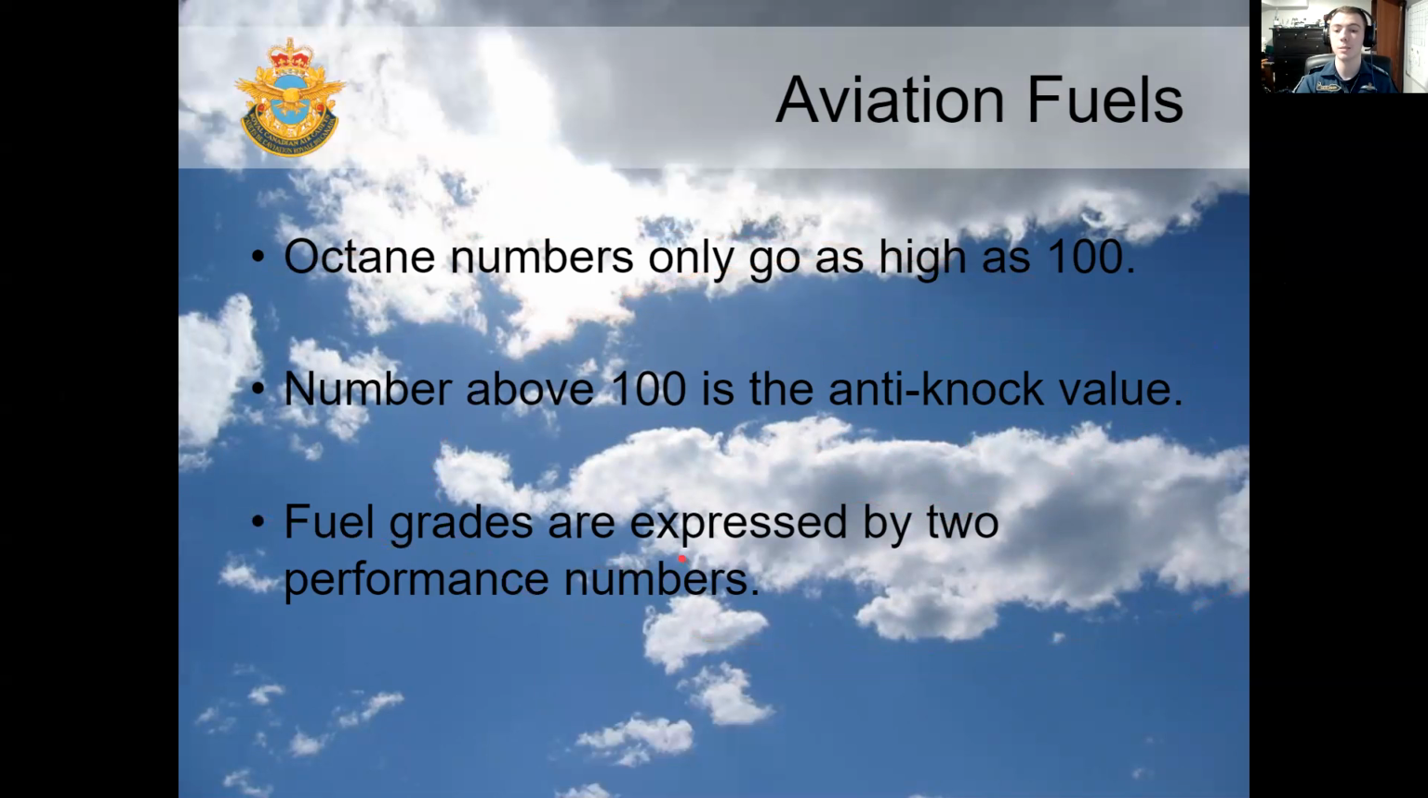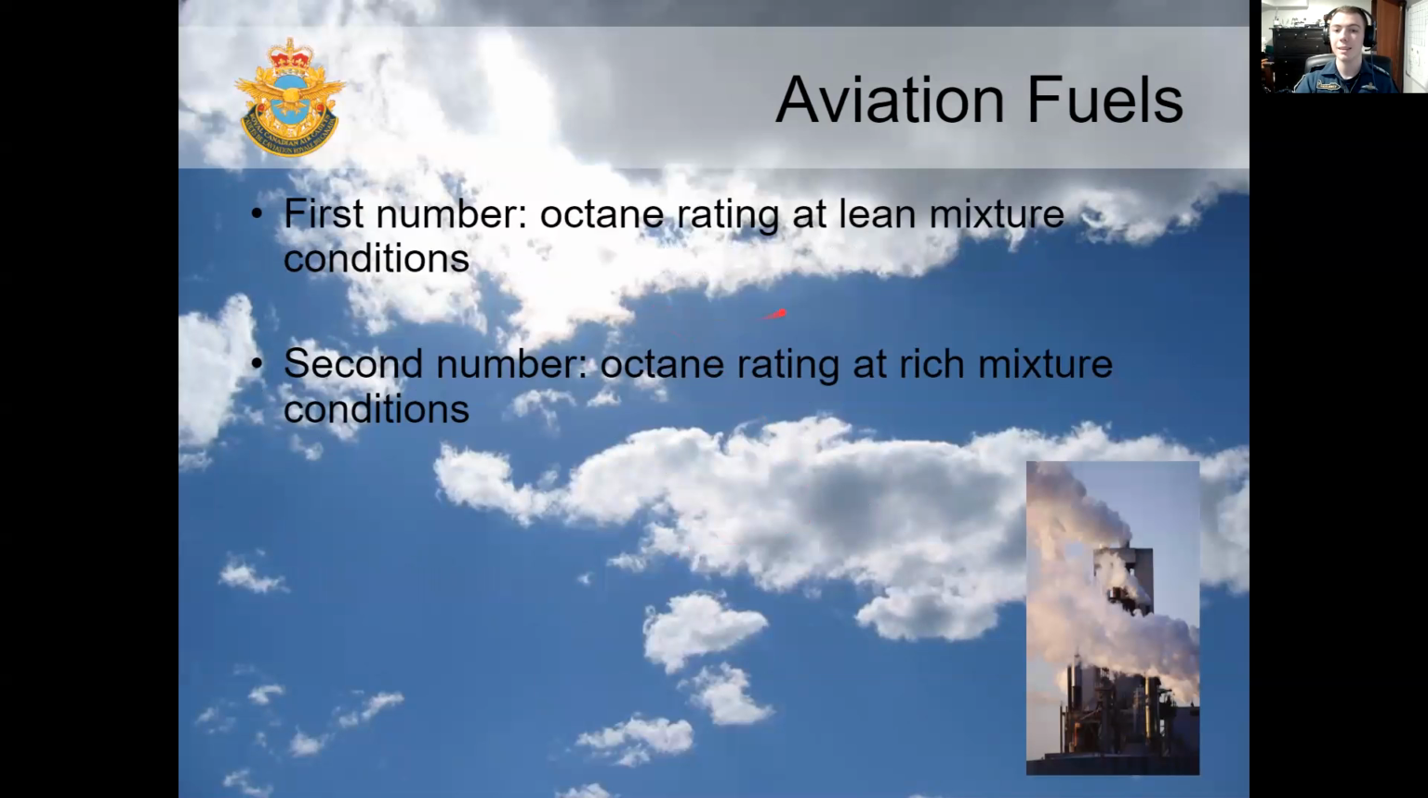Fuel grades are expressed by two performance numbers. That first number is the octane rating at lean mixture conditions. And then secondly, we have our rich mixture.